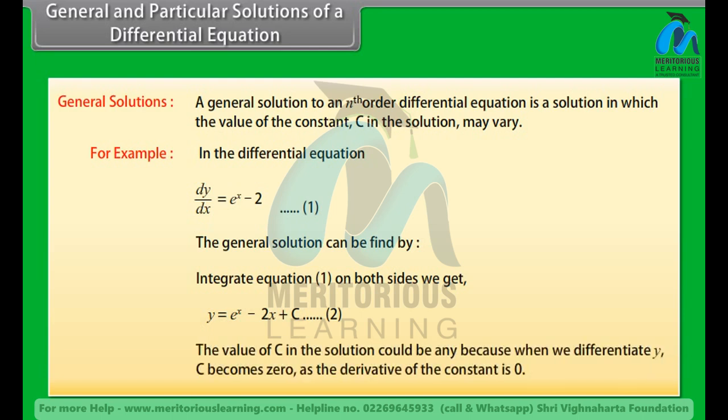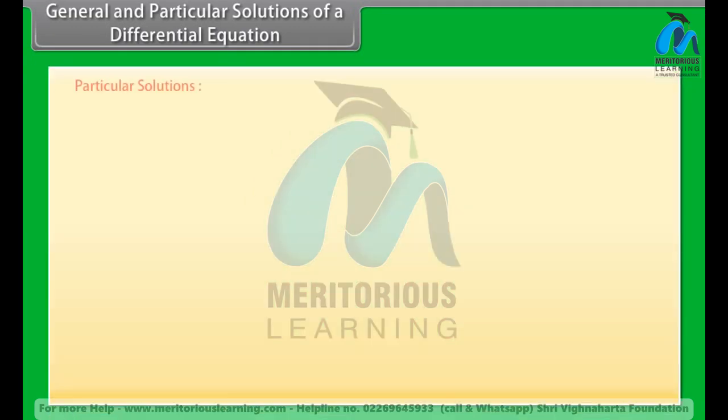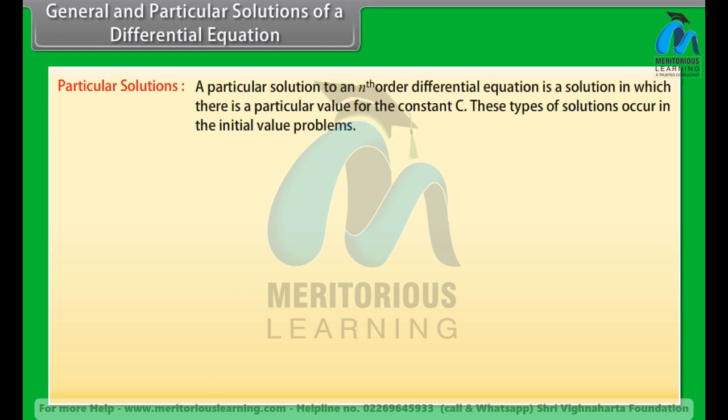The value of c in the solution could be any, because when we differentiate y, c becomes 0 as the derivative of the constant is 0. Particular solutions. A particular solution to an nth order differential equation is a solution in which there is a particular value for the constant c. These types of solutions occur in the initial value problems. The general solution to the differential equation dy by dx equals e raised to the power x minus 2 is y equals e raised to the power x minus 2x plus c.